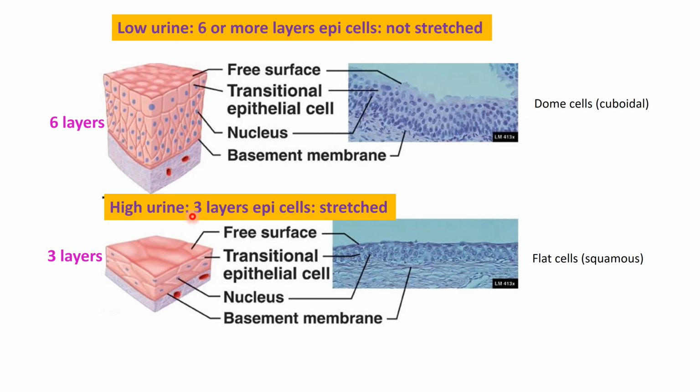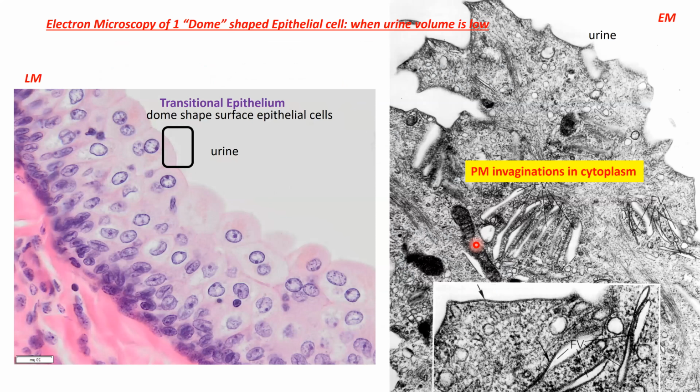Now let's look at the high urine volume. Here, the epithelium is stretched by the urine volume. So it stretches out to 3 layers, and the surface is going to look flat, squamous, transitional epithelial cells. Okay, now this is going to show you, on the left side, the light microscopic image of transitional epithelium, and you can see very nicely the dome shape.